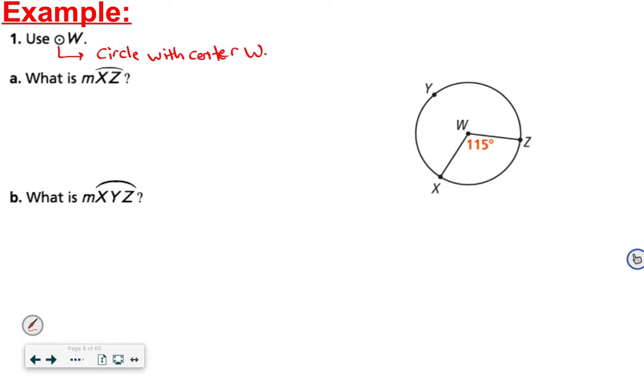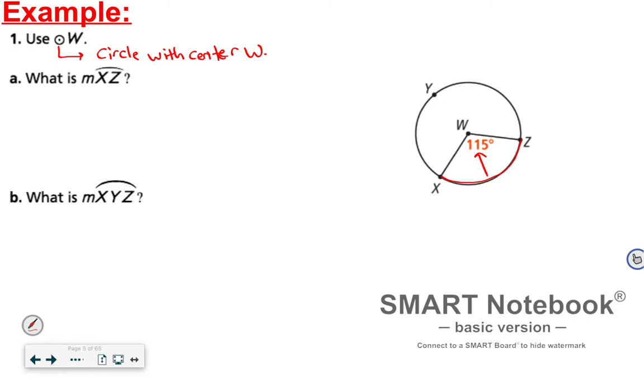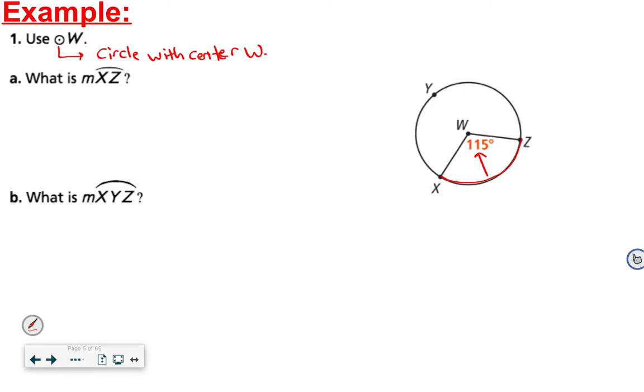To be able to find the measure of minor arc and the major arc, remember what I said before. To be able to find the measure of minor arc, this measure is going to be equal to the measure of the central angle which this arc XZ sees. So the measure of minor arc XZ is also equal to 115.